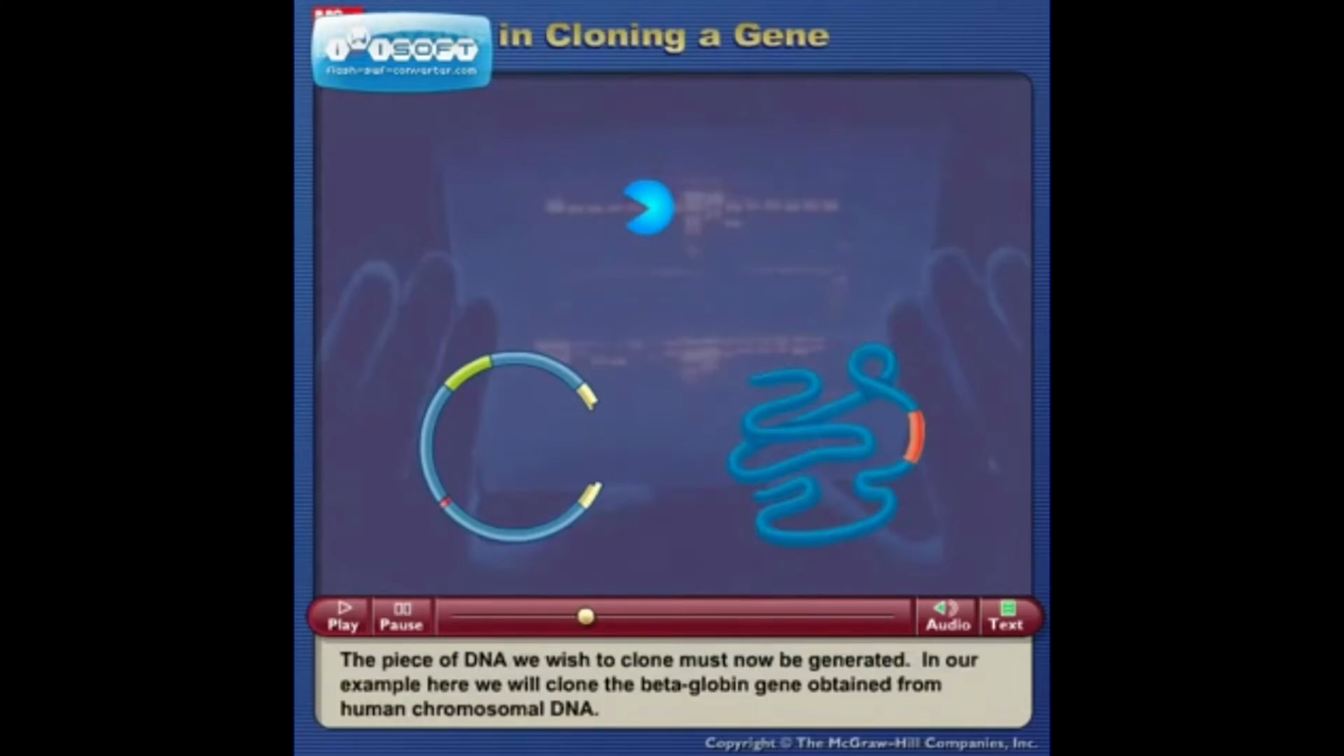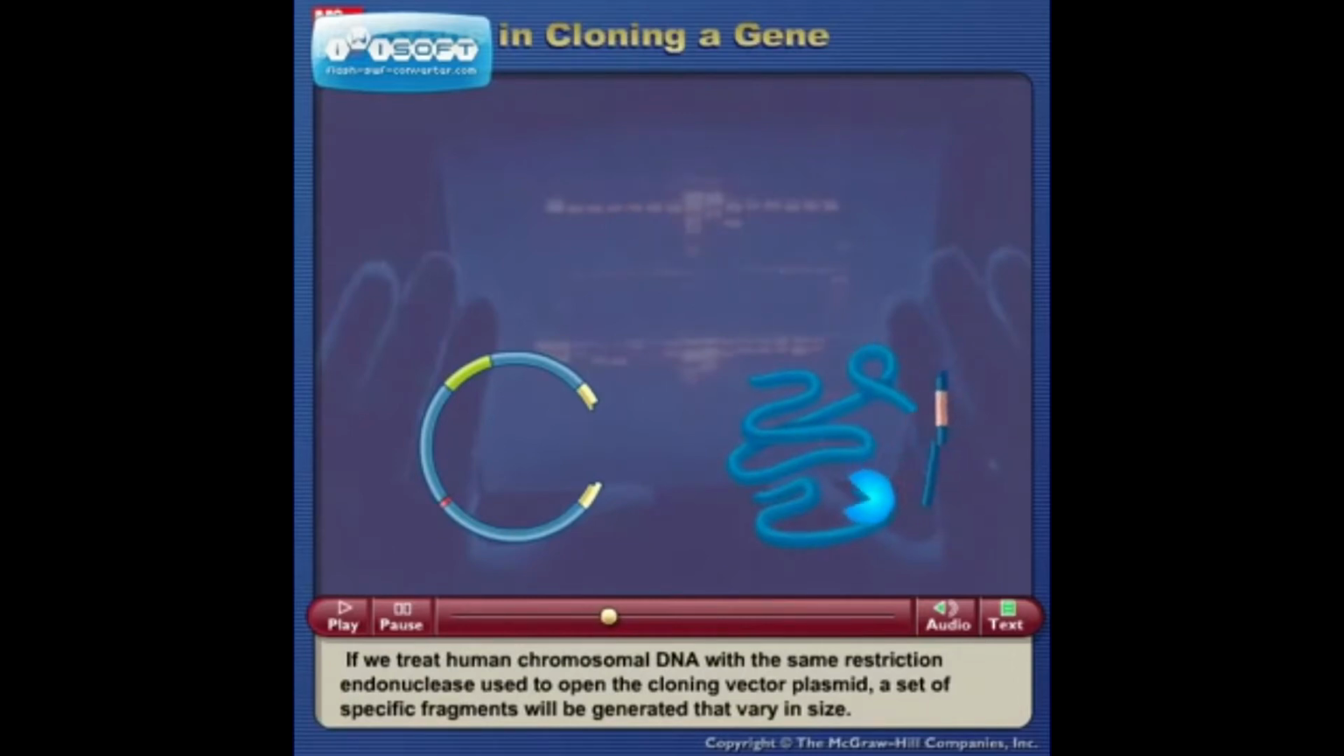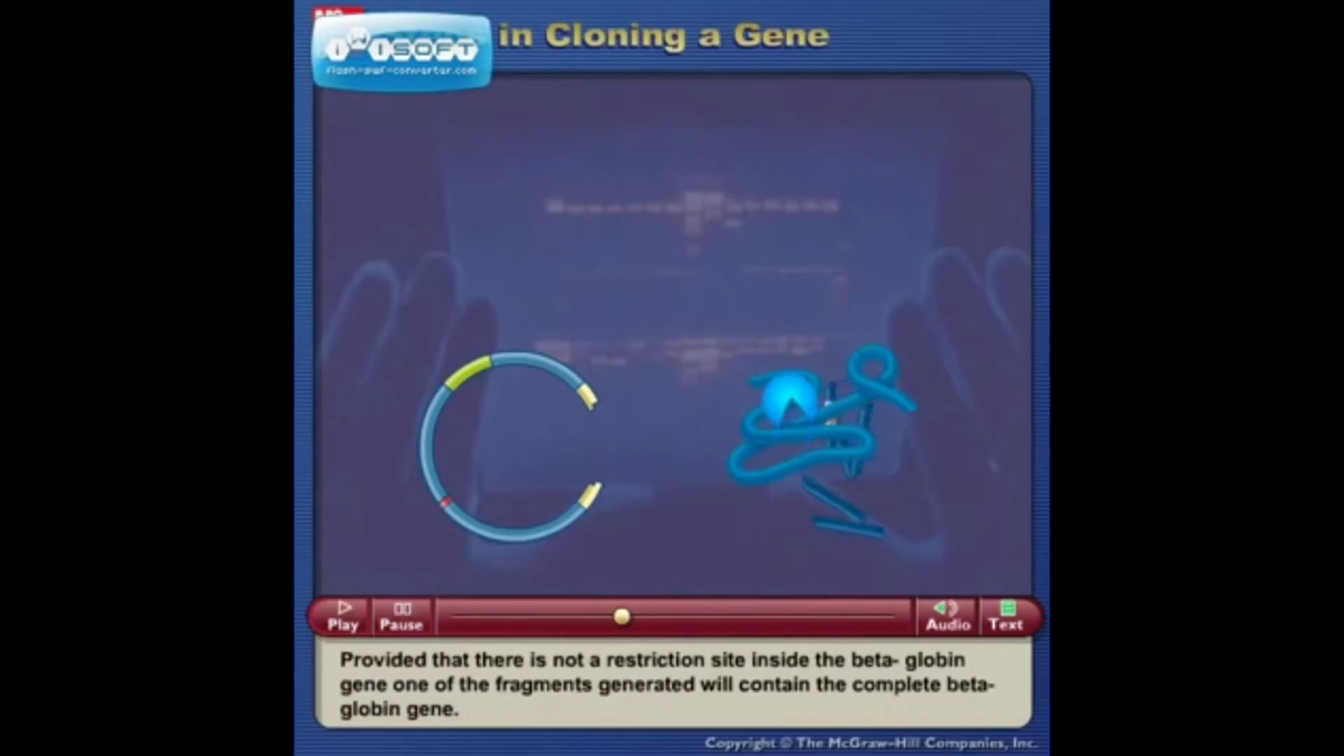The piece of DNA we wish to clone must now be generated. In our example here, we will clone the beta-globin gene obtained from human chromosomal DNA. If we treat human chromosomal DNA with the same restriction endonuclease used to open the cloning vector plasmid, a set of specific fragments will be generated that vary in size. Provided that there is not a restriction site inside the beta-globin gene, one of the fragments generated will contain the complete beta-globin gene.